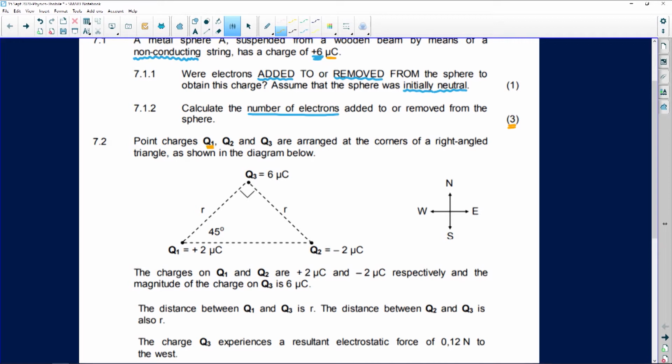Another important thing, when you are naming your charges, whether in an electric field or a magnetic field, make sure that you always keep to the naming that they have. And I'm going to show you how.